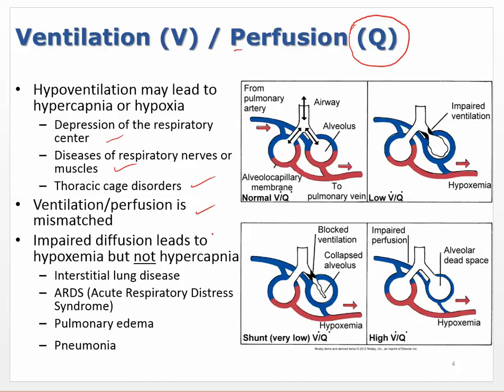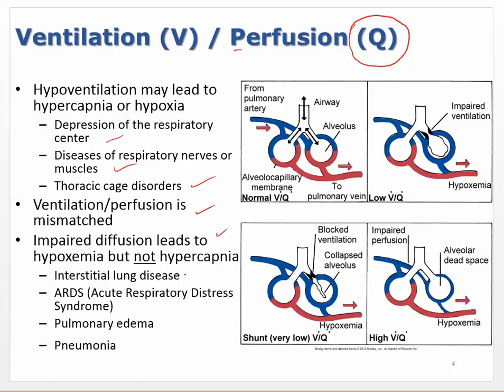I'll go ahead and mention this last thing here. Impaired diffusion: if you have impaired diffusion but your ventilation is fine, I mentioned that before with respiratory failure, then you can have hypoxemia but not necessarily hypercapnia. The carbon dioxide that's making it out is leaving, it's going away, but you're not diffusing your oxygen, so you're going to have hypoxemia.